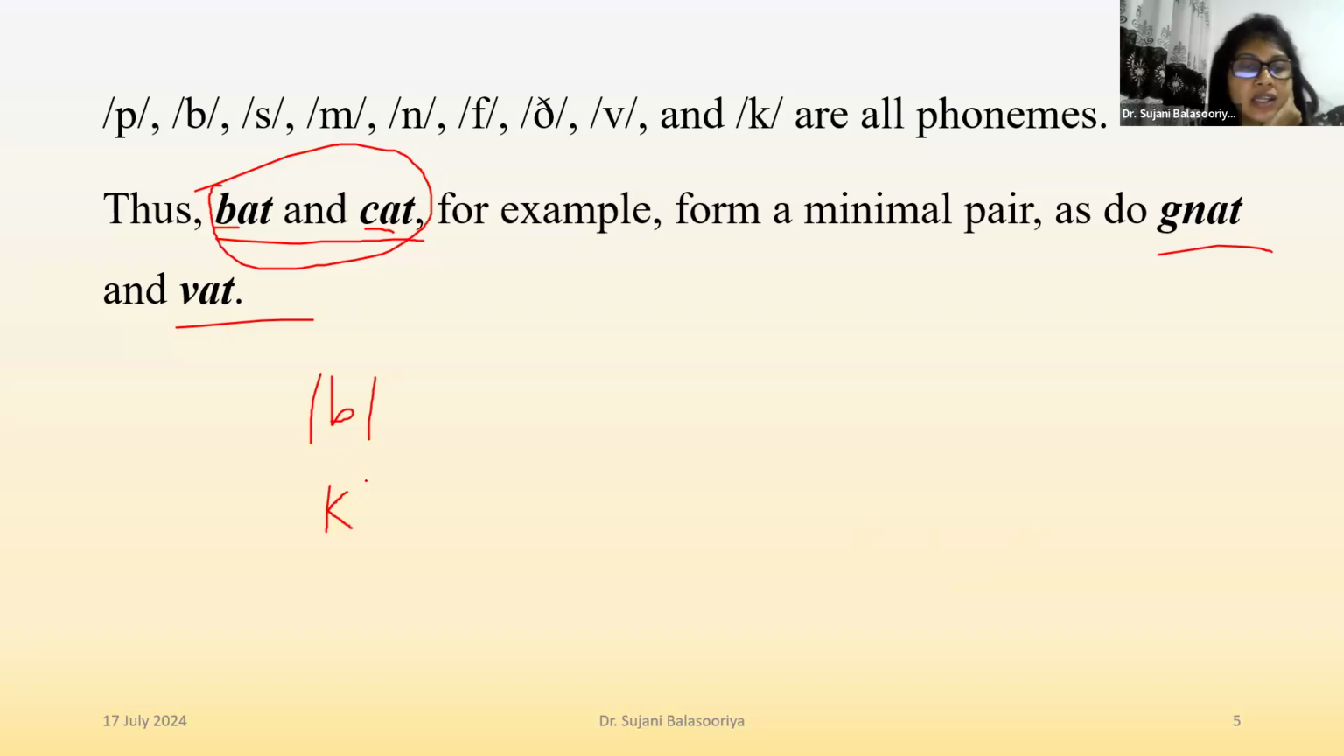Okay, so that you know already. That point is clear, no? That is why b and k are different phonemes, because these two words have two different meanings because of these two different phonemes. Fine. I have a second question now. What is the difference between these two phonemes? Now we know these two phonemes are different. My question is, what is the difference?